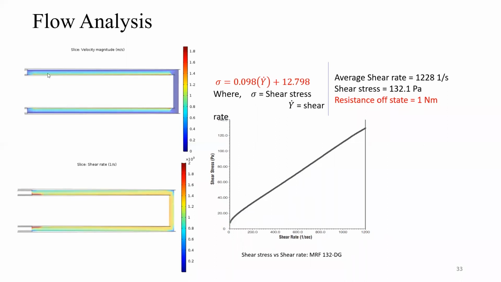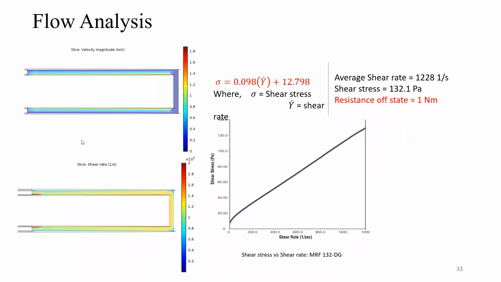We have also done this: the fluid and the magnetic field are there. Under the magnetic field, how that fluid will behave is very important. That is expressed by sigma equal to the yield stress, which is around 12.8, plus 0.098 times the shear rate.